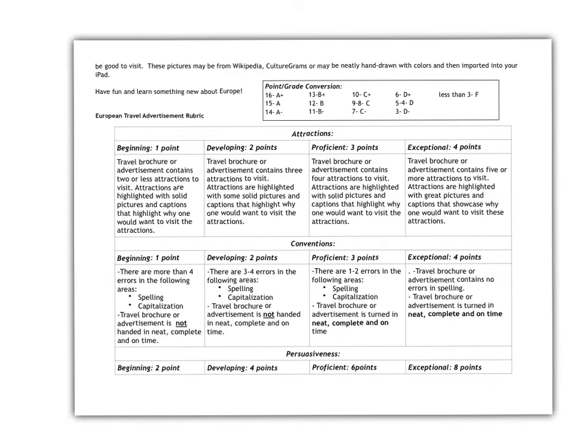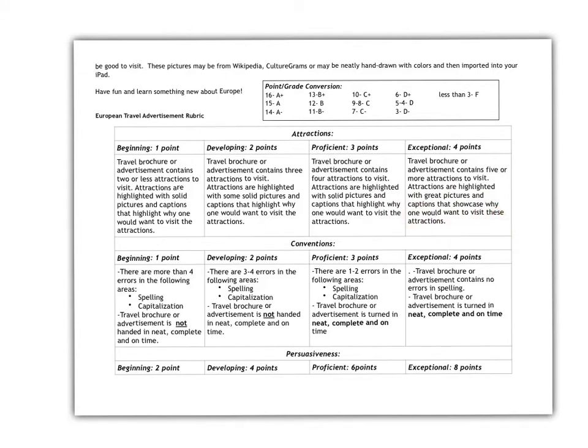Okay, now that you know a little bit about what you're going to do, now let's figure out how you are going to be graded on this assignment. First off, we have the category of attractions. In order to earn exceptional attractions, your travel brochure or advertisement needs to contain 5 or more attractions to visit. Attractions are highlighted with great pictures and captions that showcase why one would want to visit these attractions.